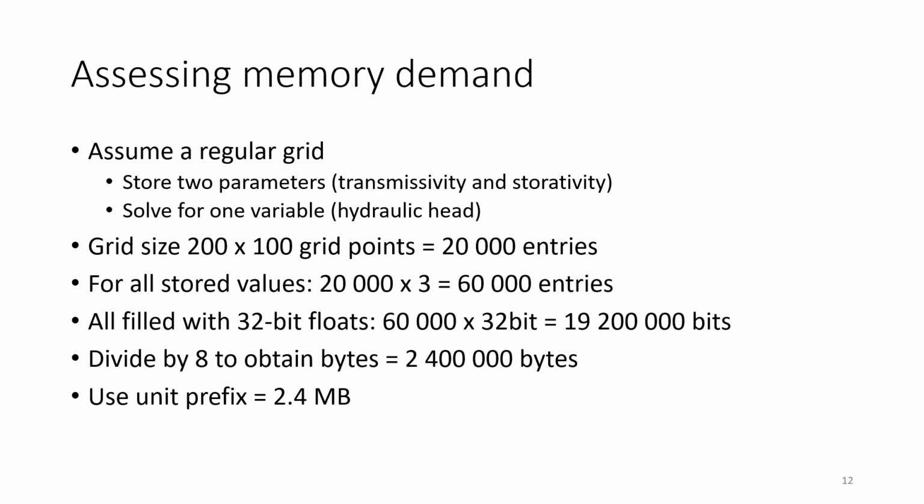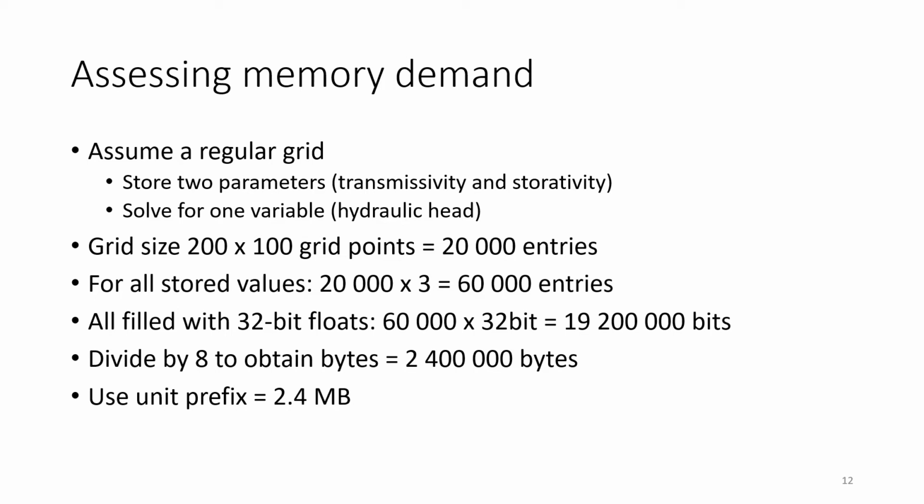But I want to solve groundwater flow equations, so I need to store at least two parameters, transmissivity and storativity, and I need to solve for one variable, the hydraulic head. So the minimum, which is not even sufficient, but for the calculation we just keep it to 3. These would be the 3 arrays I need to save. We will consider a regular grid size like 200 times 100 points, nothing too fancy, but it gives us 20,000 entries. Now we have 3 values to store: transmissivity, storativity, hydraulic head. So we multiply the 20,000 times 3, which gives us 60,000.